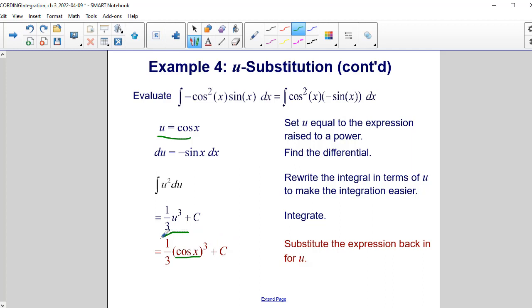Now, as an extra check, you may want to pause the video and see if you can differentiate this. And if you differentiate this correctly, you should get the original function found up here in the integral. Or I should say it this way: differentiate this and see if you get the original integral that you started with.